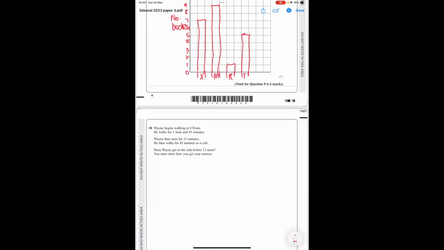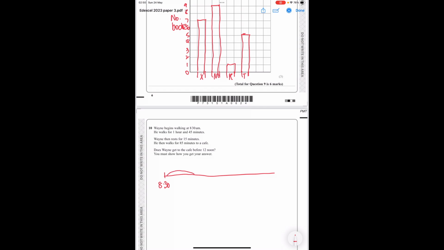Question 10. Wayne begins walking at 8:30. He walks for 1 hour 45 minutes. Wayne then rests for 15 minutes. So let's put a timeline in here. So we're going to start at 8:30. We're going to walk for 1 hour 45 minutes.